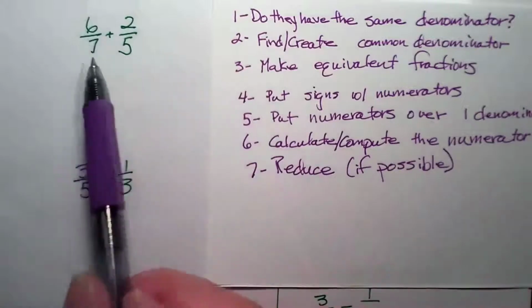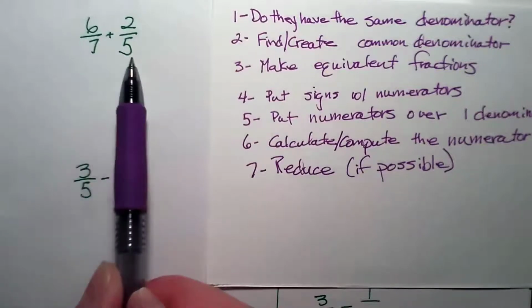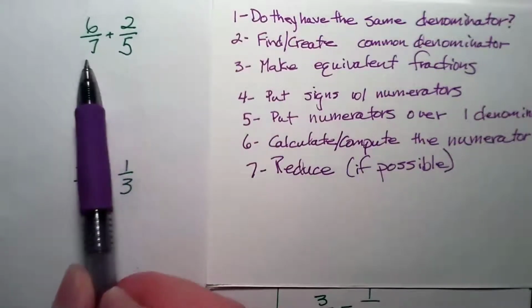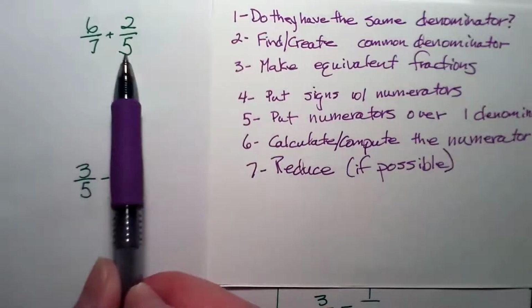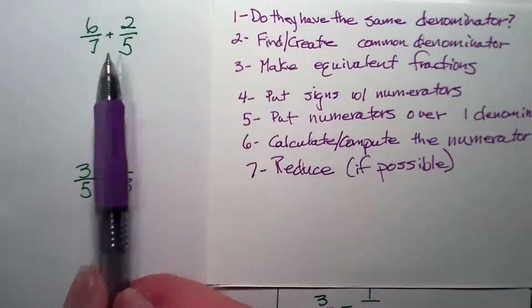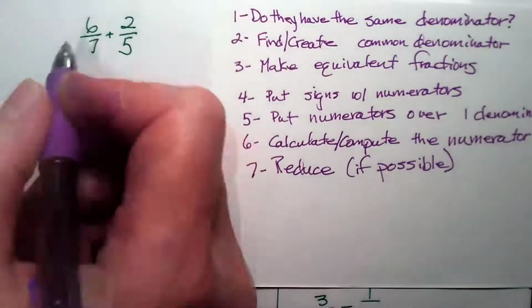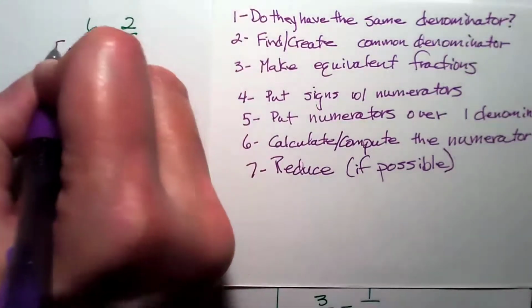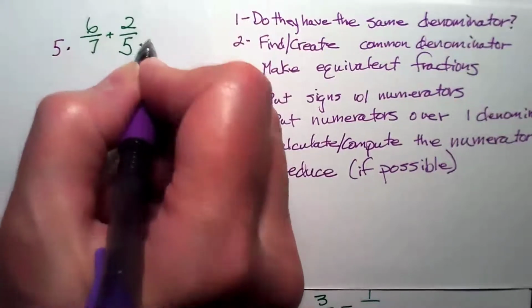When I see an addition or subtraction problem, my first thought is, do they have the same denominator? 7 and 5 are not the same denominator. This means the size of the pieces is sevenths. This is fifths. I can't add them together because they're not the same. So I want to find or create a common denominator. The easiest way to do this, and it will work every time, is to multiply this denominator by that one and that one by this.